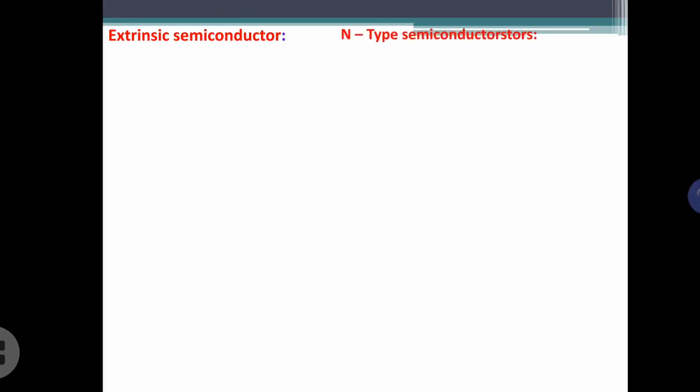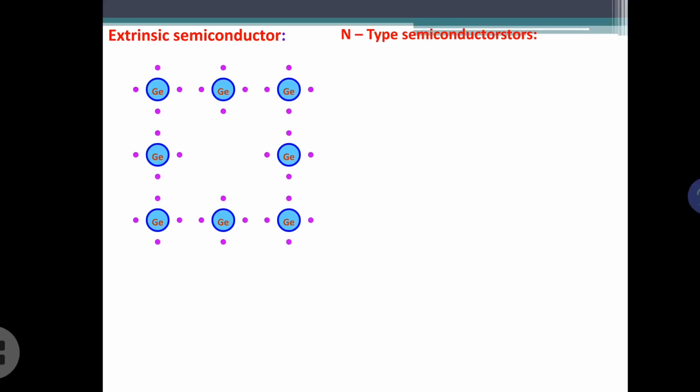Now, this extrinsic semiconductor, that is the N-type semiconductor: here the germanium, the pure form of germanium crystal, into that crystal we will be adding an impurity. And here the impurity we are adding is arsenic.